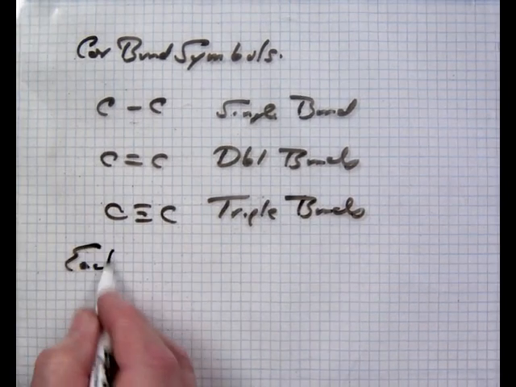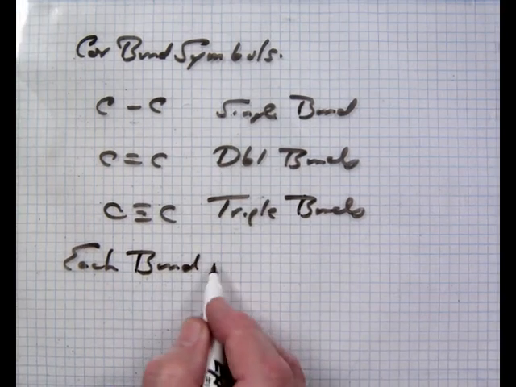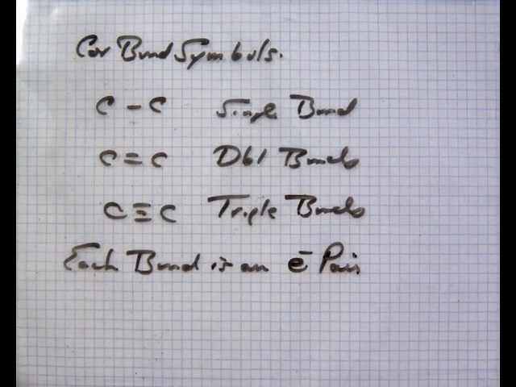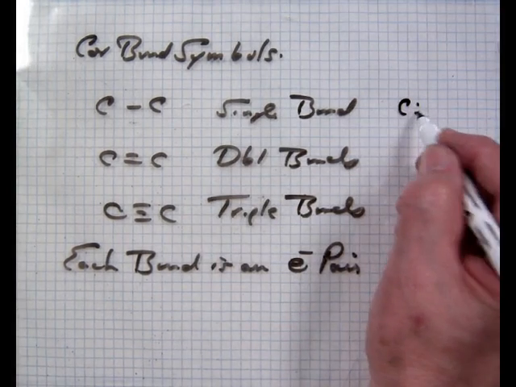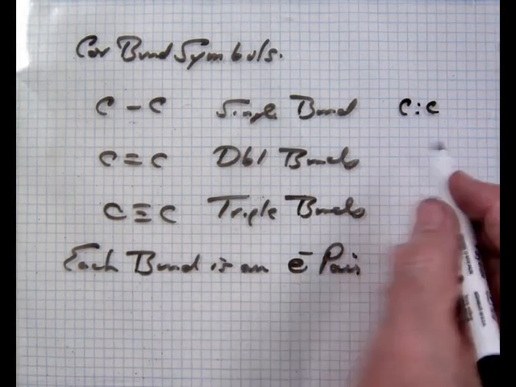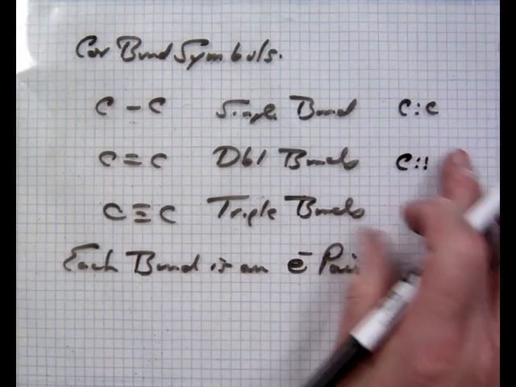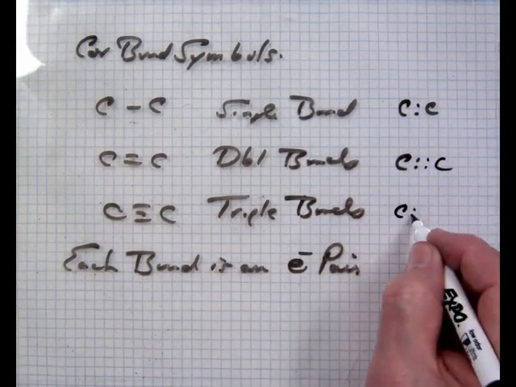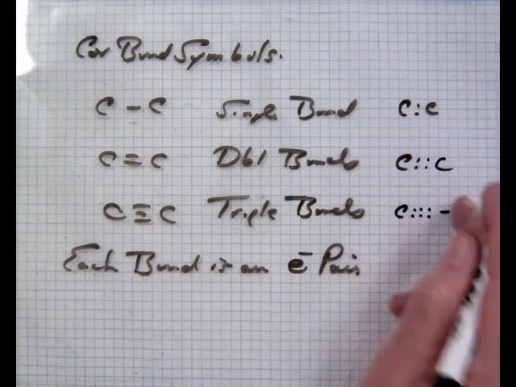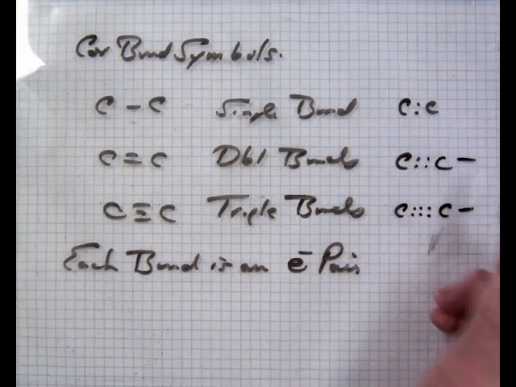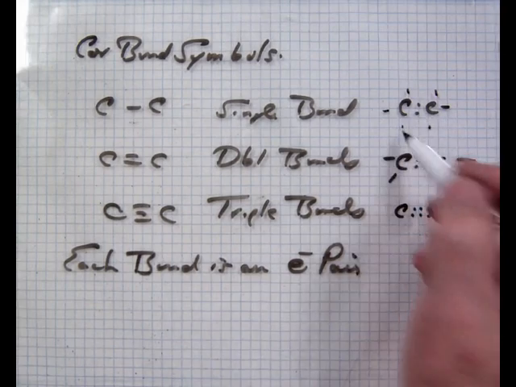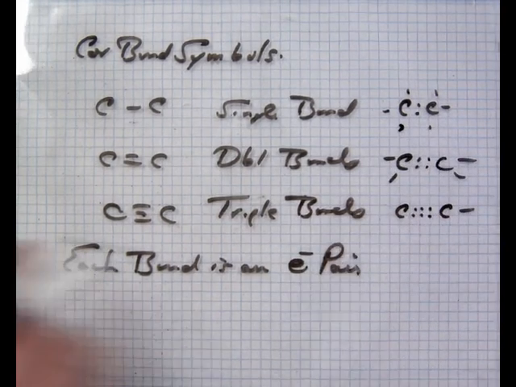Each bond is an electron pair. Same form of bond. For example, if we had a single bond, it would be one electron pair in there. A double bond would be two electron pairs in between the bonding nuclei. And the triple bond would be three. And I always have 4 bond sites on carbon, and so forth.